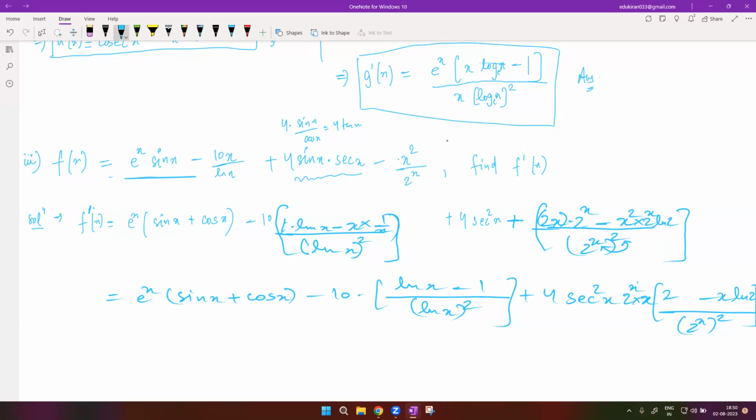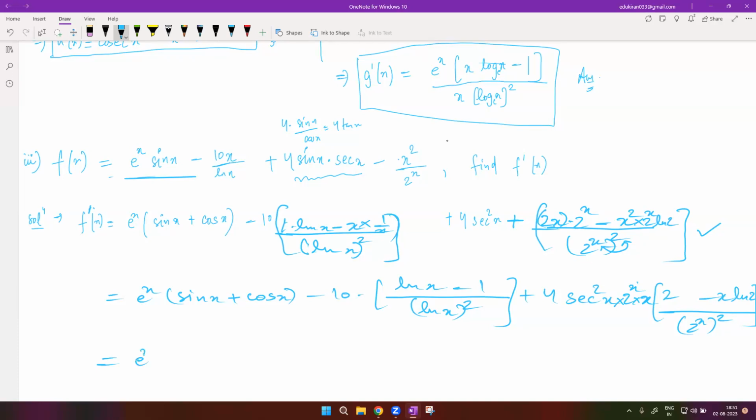This is 2 to the power x into x. We have taken two things common from these two terms. One, we can take 2 to the power x common because both the terms contain 2 to the power x, and also both terms contain x. So we can take 1 x common. So this is basically 4 tan x sec x, and then 2 to the power x into x times (2 minus x ln 2), divided by (2 to the power x) whole square. Now see, the differentiation part got over in this step, but still we are simplifying this because we have to give the simplified answer, right?